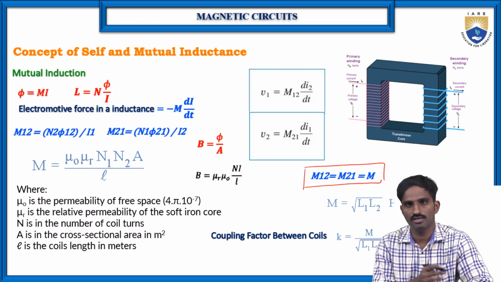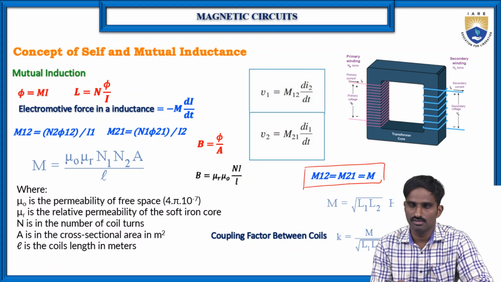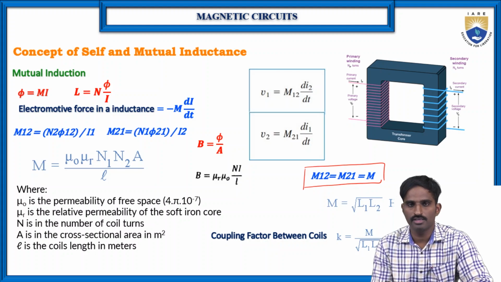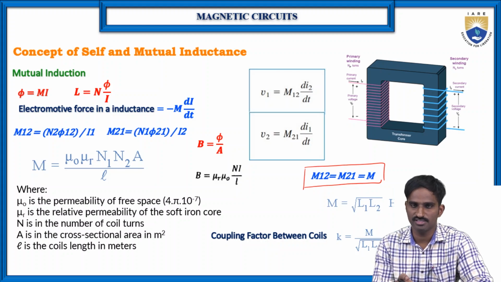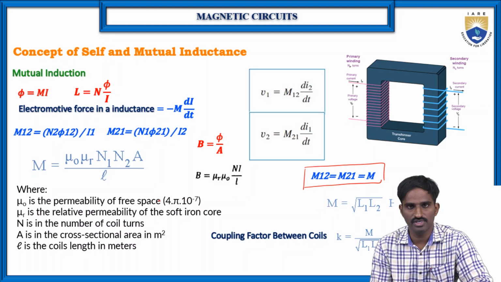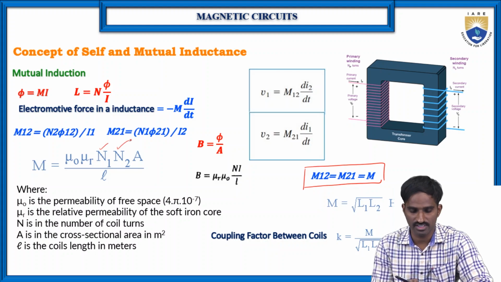It is the same as in self-inductance, because L depends on the number of turns in the coil, the area of cross section of the coil, the type of the core, and the shape of the core also. The same way, the mutual inductance depends not only on one coil, because here we have two coils. So the mutual inductance will depend on the number of turns in the first coil and the number of turns in the second coil.